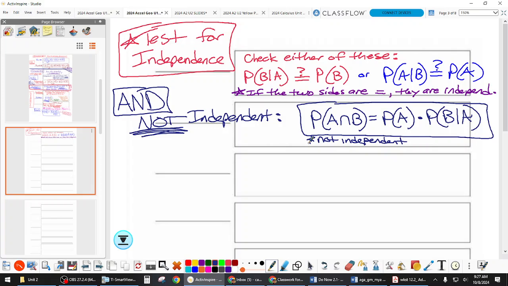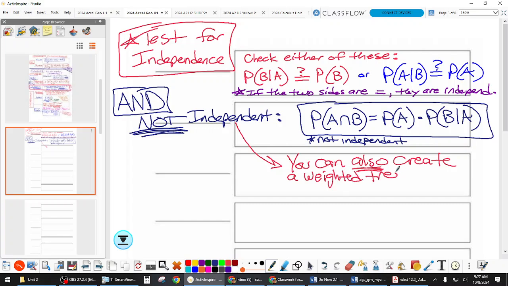Okay, now I will say, let's add to this note, or, actually I don't want to say it that way because that'll look confusing. You can also create a weighted tree or area model.